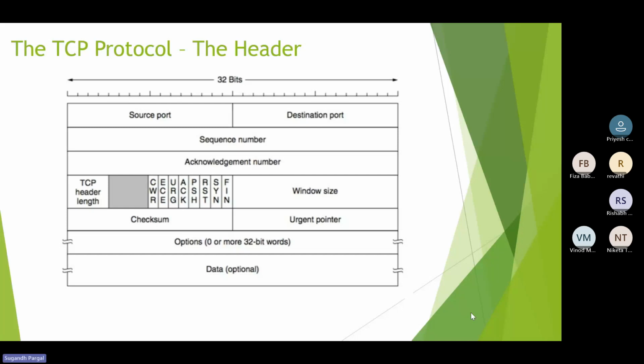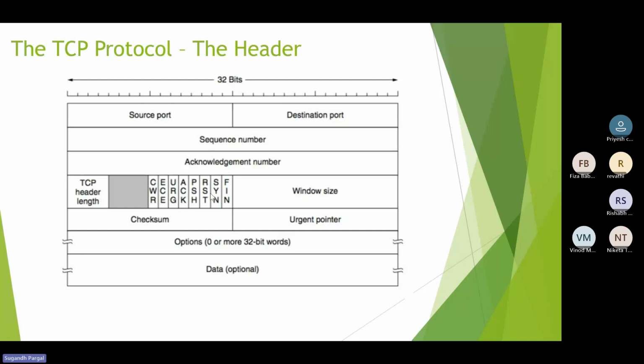Now we'll see the TCP header. This is the 32-bit wide header, which has the source port and the destination port. Then there is the sequence number, which is again 32 bits. Then the acknowledgement number, that is 32 bits. Then we have the TCP header length. Then we have some other fields for flags and options.